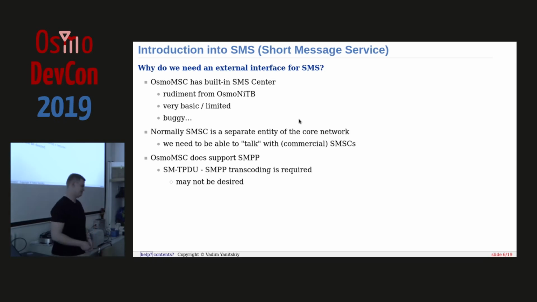Or if you even have multiple mobile switching centers, they definitely would need to connect to some single SMS entity. There is no need to maintain separate databases. And Osmo MSC also does support the SMPP protocol, but the problem with this approach is that it involves some kind of transcoding between TPDU, the transport protocol, and the SMPP protocol, and that may be something that's not desired.